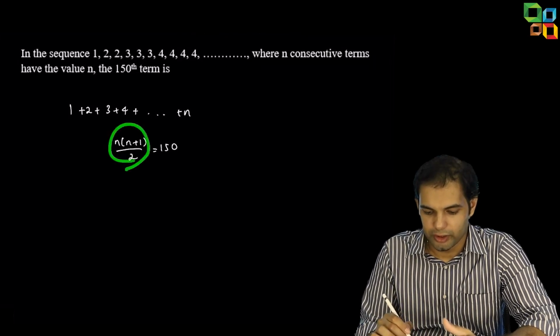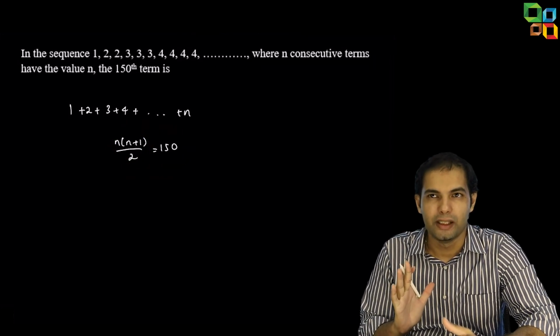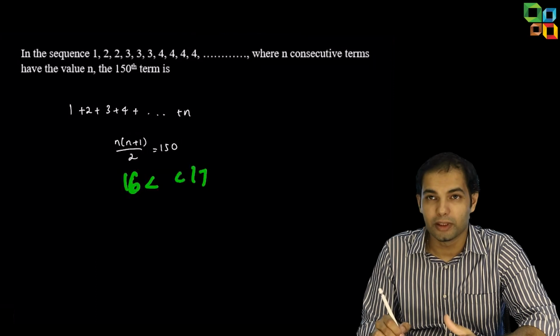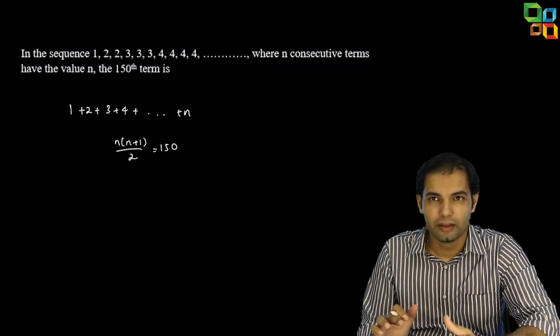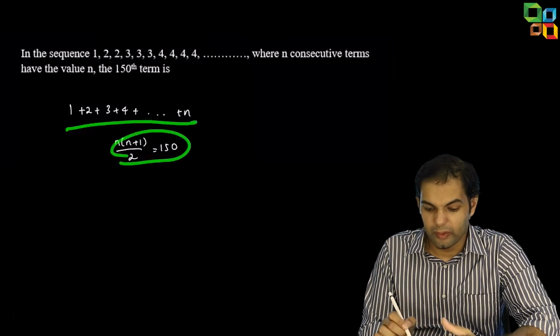Okay, I get your point. You're saying when you try to solve this, you don't exactly get a proper integer value. So you're saying it's a little less than 16, a little more than 16, a little less than 17 or something like that, right? That's fine. That's not my concern right now. My concern is why are we equating this to 150?